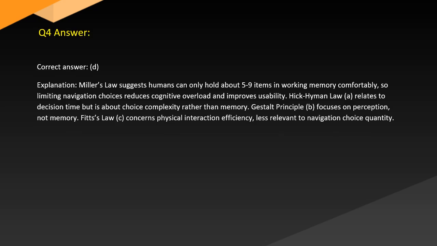Answer. Correct answer: D. Explanation. Miller's law suggests humans can only hold about 5-9 items in working memory comfortably, so limiting navigation choices reduces cognitive overload and improves usability. Hick's law relates to decision time but is about choice complexity rather than memory. Gestalt principle B focuses on perception, not memory. Fitts's law C concerns physical interaction efficiency, less relevant to navigation choice quantity.